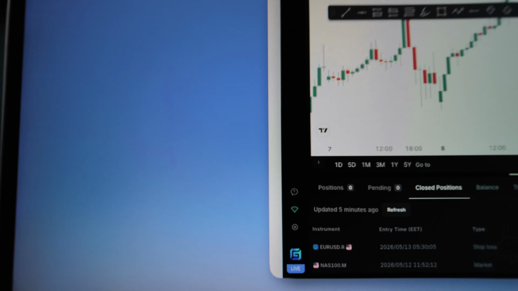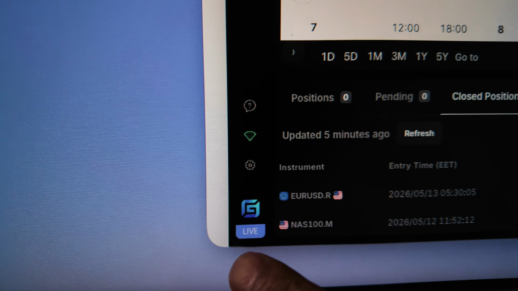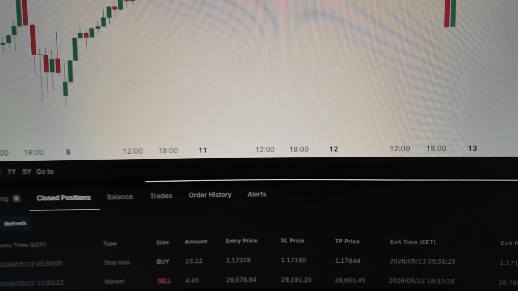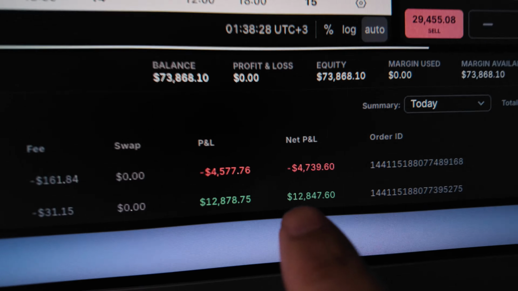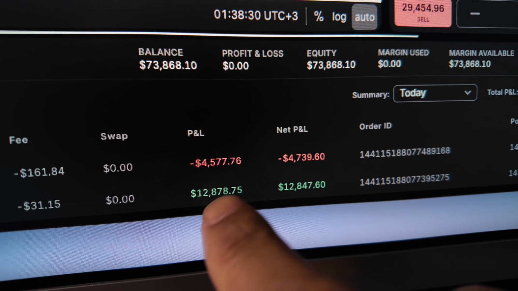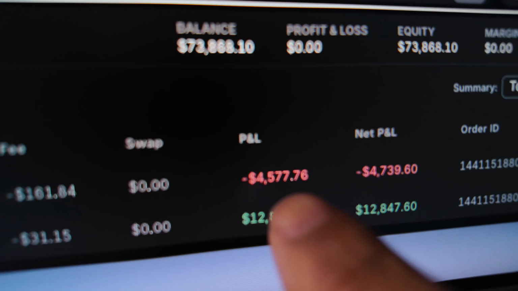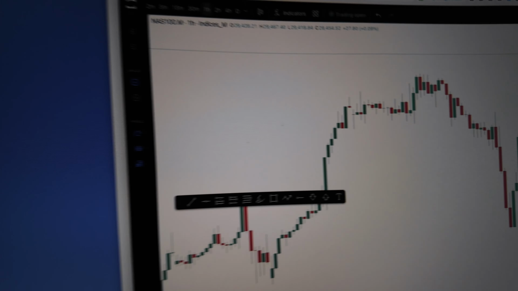I made $12,878 shorting NASDAQ. So I'm going to do this trade breakdown. But before, let me just show you. This is a live account, and you can see my P&L, right? So right here, you're going to see 12,878. And then we have another loss, which is around 4,500. But I want to do the trade breakdown for the short that I took. So I'm going to go ahead and break down the NASDAQ short on TradingView.